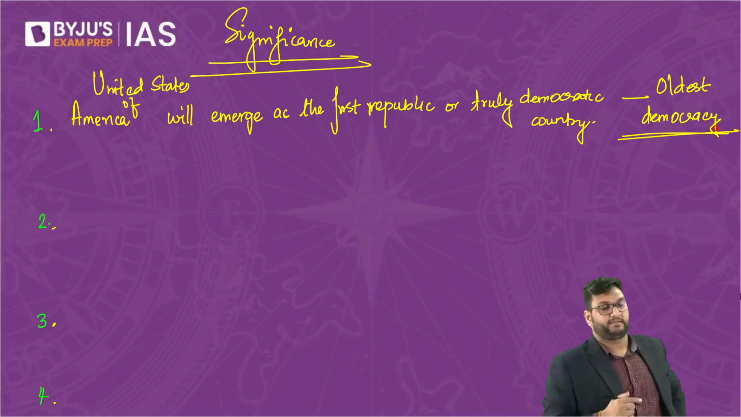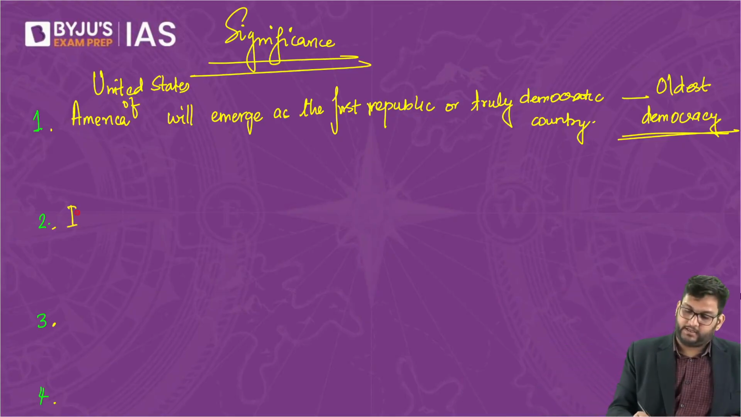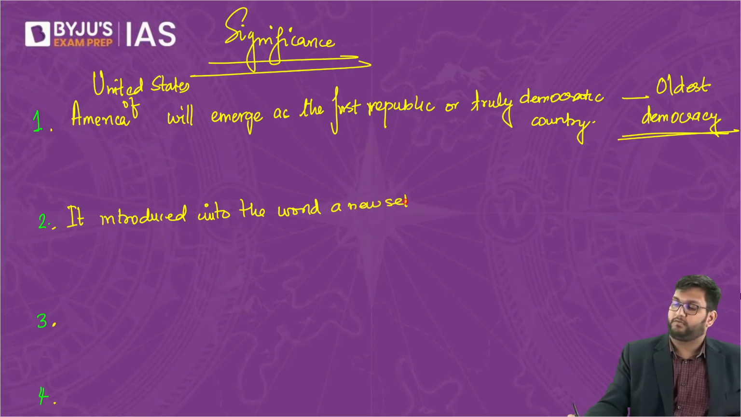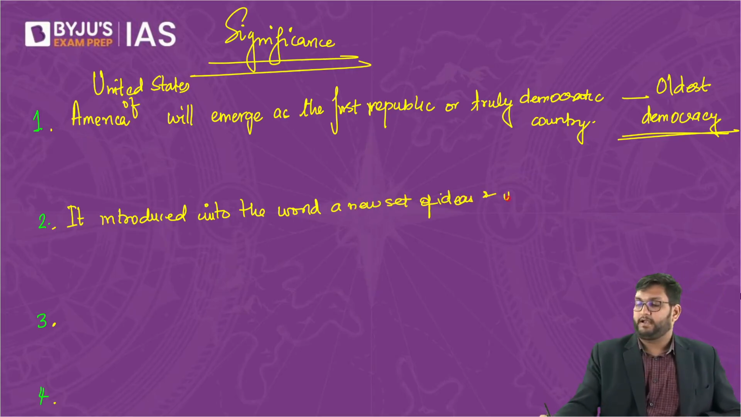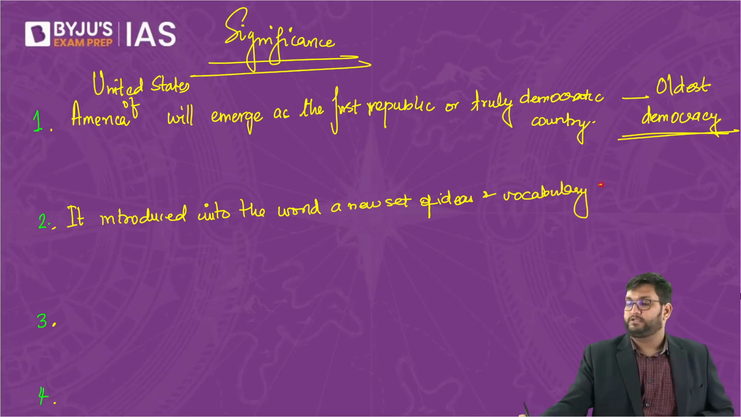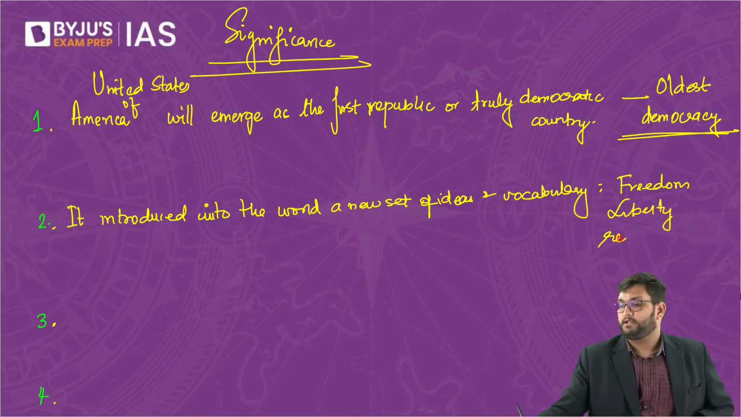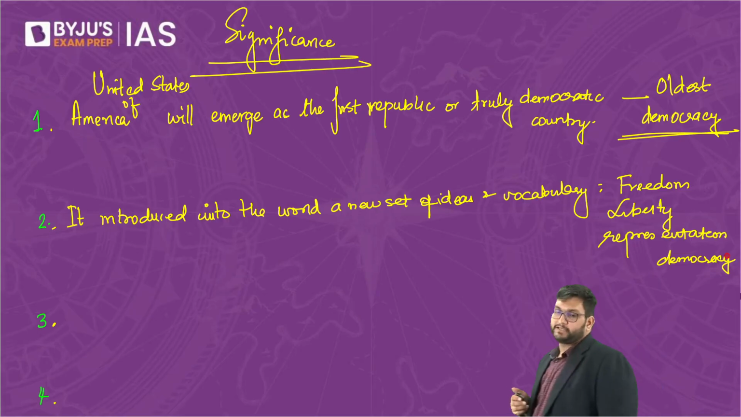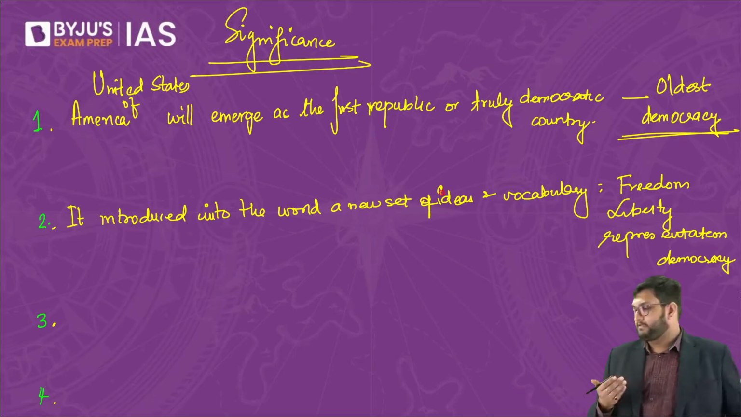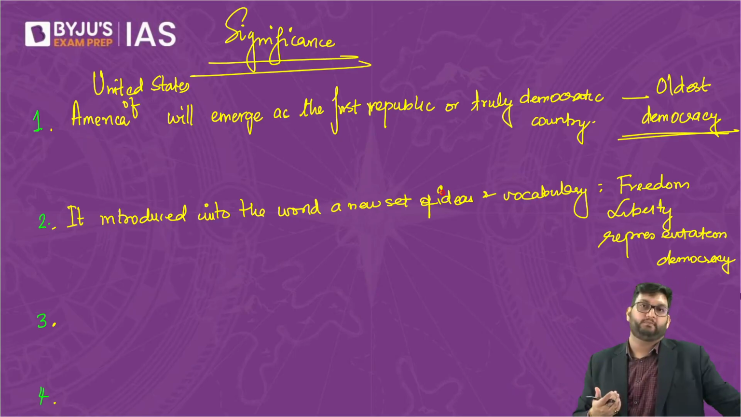Thereafter, the second significance is that it introduced into the world a new set of ideas and vocabulary, which is freedom, liberty, representation, democracy. So for the world, America now represented a new set of ideas and a new set of vocabularies. These new words became very, very important.